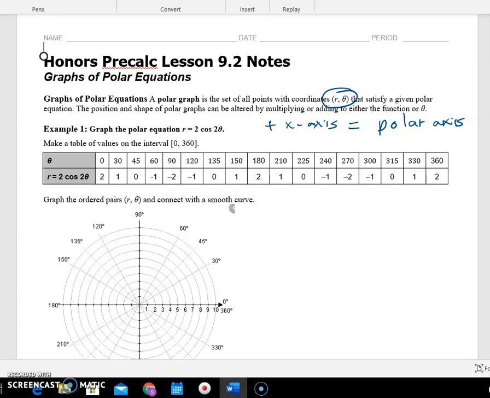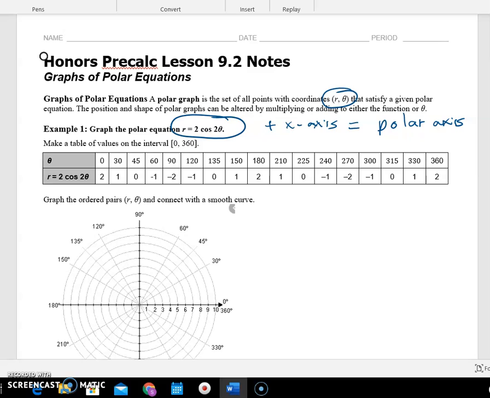So the first example says graph the equation r equals 2 cosine 2 theta. We have a table that's filled out already, and it says make a table of values on the interval from 0 to 360. So basically we're just going around the unit circle and using the angles that we did in our unit circle. We start with theta equals 0, then 30, 45, 60, 90, 120, and so forth. They made a table and put those angles in for theta.